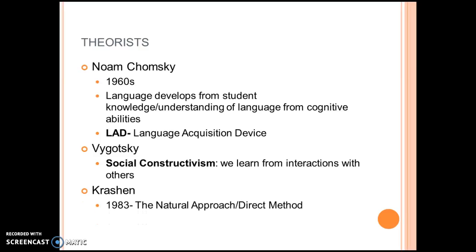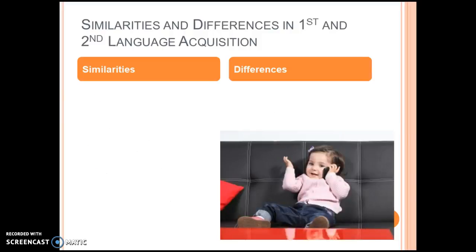And Krashen, the last guy I want to talk to you about, in 1983, he's the one who came up with the natural approach, which we just looked at on that last slide. Now there are very many similarities, and there are some differences when you learn your first and your second language. Like you said, I didn't choose to speak English. I had to speak English in order to get my point across to my parents.